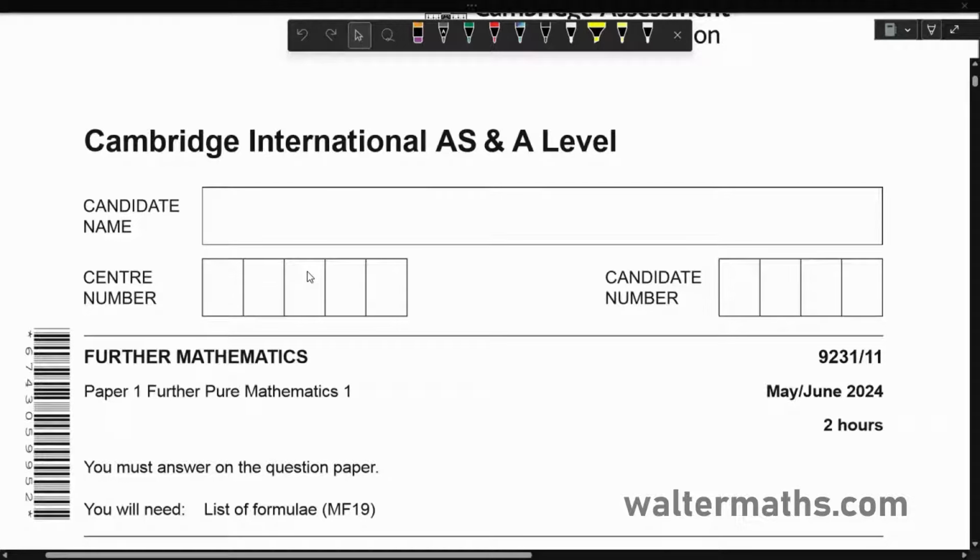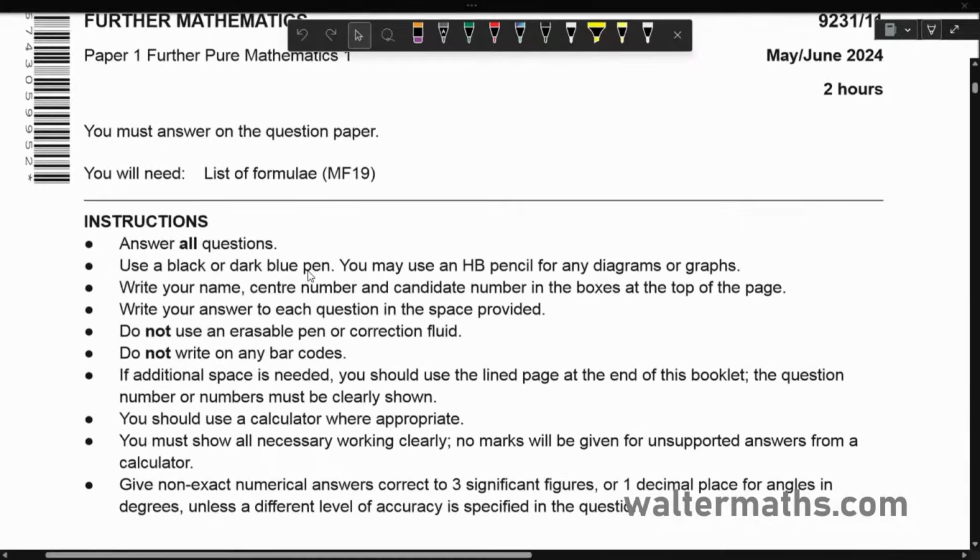We are going to be looking at the May/June 2024 paper, that's paper 11 for Further Pure Maths 1. I hope you're ready. Let's get into it.